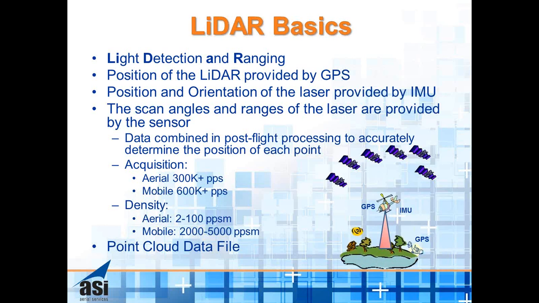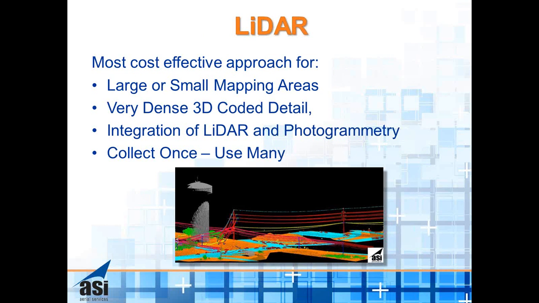The density in LiDAR, we can do anywhere from 2 to 100 points per meter. Mobile, they can do, just depending on the number of sensors, 2,000 to 500,000 points per second. And what we're going to be able to collect is a point cloud of data, and that point cloud goes into a file.